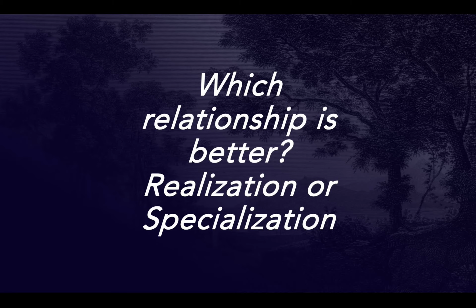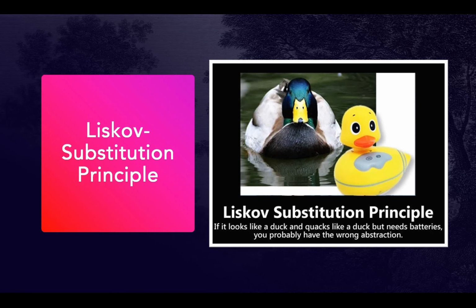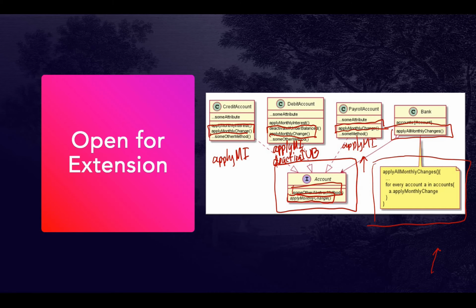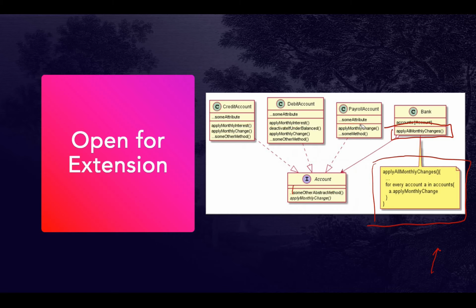So while we're here, which relationship is better, realization or specialization? This might be a question that you ask yourself when you're implementing the payroll account, debit account, credit account to account relationship. You have two perfectly correct answers for this one. One is better than the other sometimes. Which relationship should it be for these? Should it be a specialization, where payroll account, debit account, and credit accounts are specializations of account? Or should you make them realizations of your account?